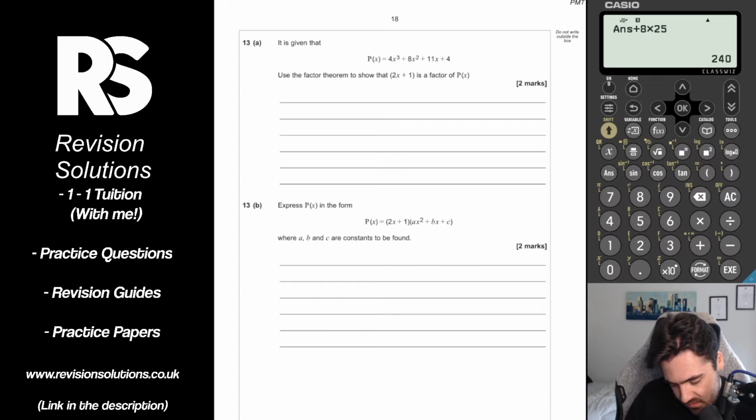Going to question 13, it says we've got this polynomial p of x, use the factor theorem to show that 2x plus 1 is a factor. So to do that, if that's a factor, then p of minus a half would need to equal 0, because the factor would be 0, meaning the whole equation would be 0 if it's times 0. So doing p of minus a half, we'd get 4 lots of minus a half cubed plus 8 lots of minus a half squared plus 11 lots of minus a half plus 4. And if you do that in a calculator, you definitely will get 0.